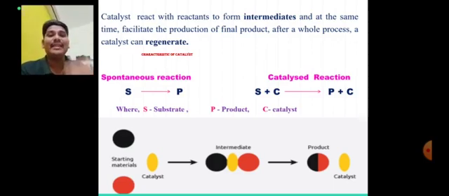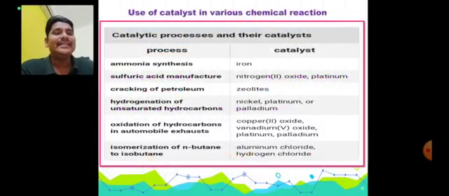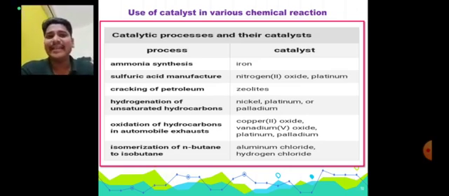These are the main important mechanisms shown by the catalyst during the process, and this process is nothing but catalysis. There are certain catalysts used in various processes. The use of catalysts in various chemical reactions is as follows. Here are the catalytic processes and their catalysts.